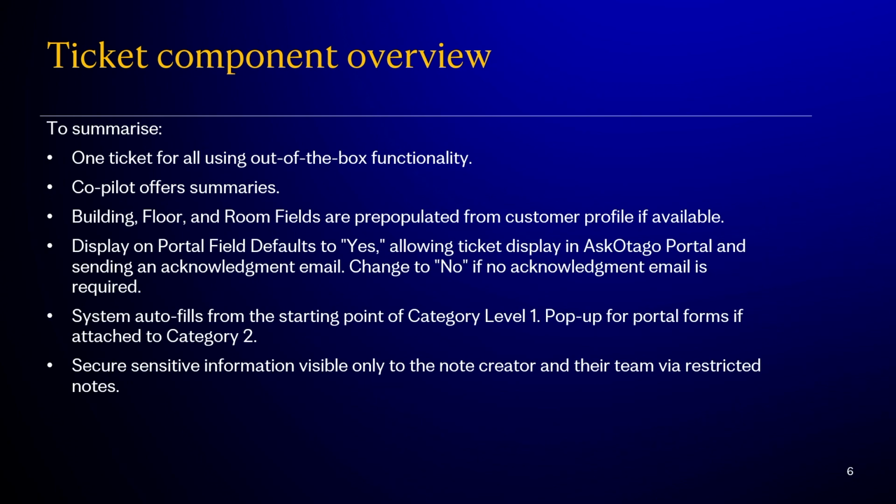The Display on Portal field defaults to Yes, allowing the ticket to be displayed in the Ask Otago portal and sending an acknowledgement email. Change this to No if no acknowledgement email is required. The system autofills information starting from Category Level 1. There is a pop-up for portal forms if attached to Category 2. Secure sensitive information is visible only to the note creator and their team via restricted notes.